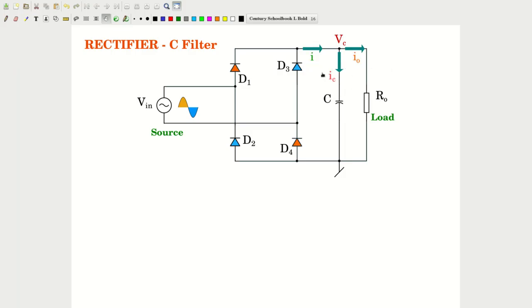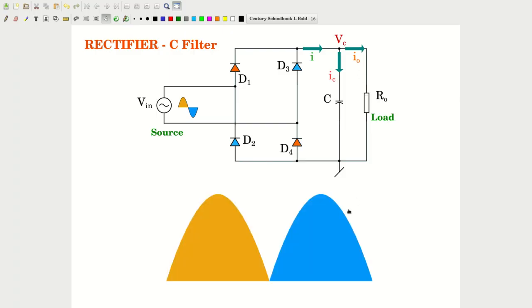Before that, let us name the parts. The current that is coming out of the rectifier, we will call it I. The current that goes through the capacitor is IC, and the current that flows into the load R0 is I0. Let us have this template.